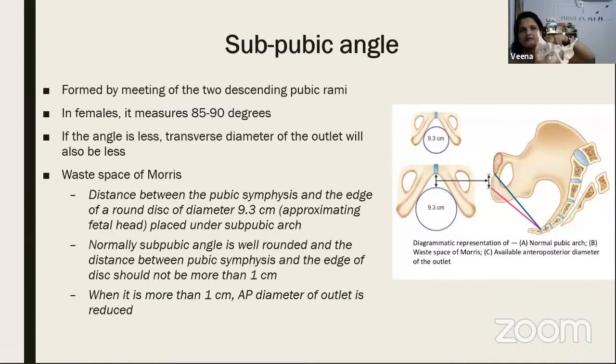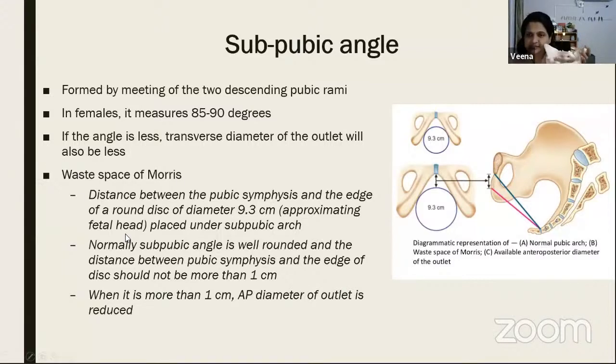Okay, in females, it measures around 90 degrees, 85 to 90 degrees. So it's almost like right angle to obtuse angle. If the angle is less, then transverse diameter of the outlet will also be less. If this is narrower like this, and even this is going to come closer, and the TDO is going to be narrower. Okay, transverse diameter of outlet, the intertuberous diameter is going to be less. That is an understood thing. Okay, if these rami are together.